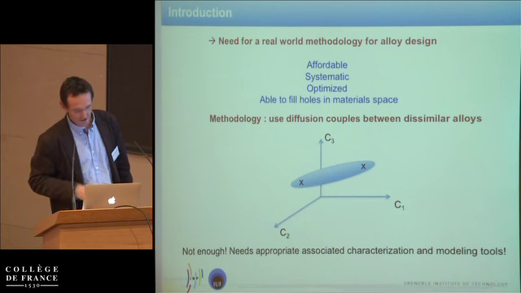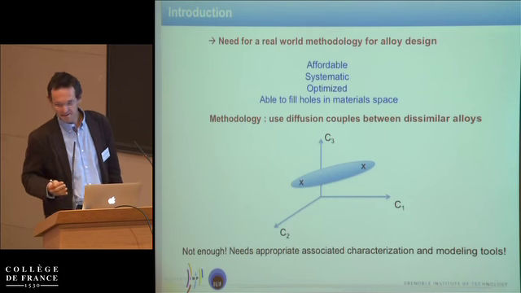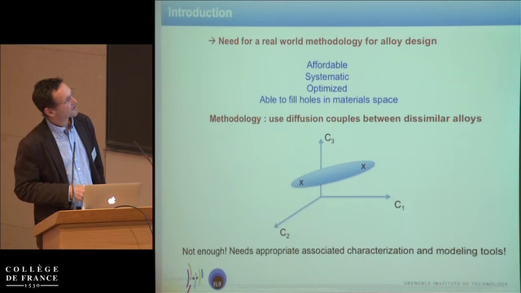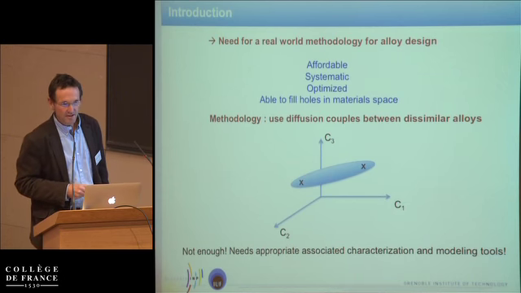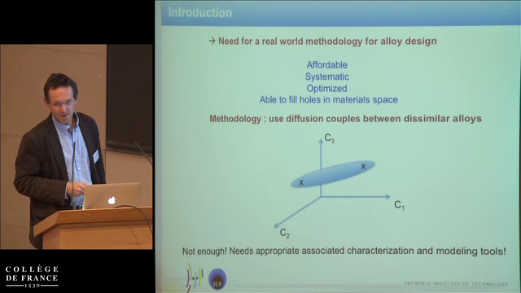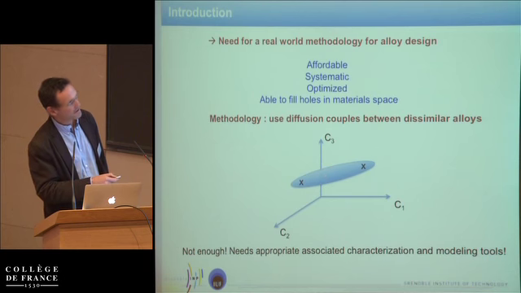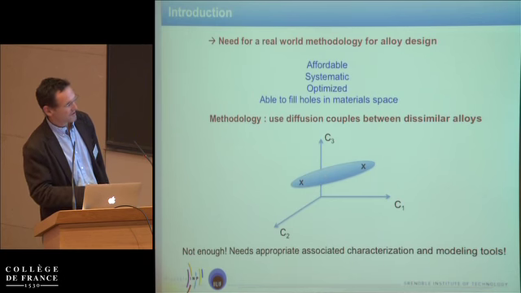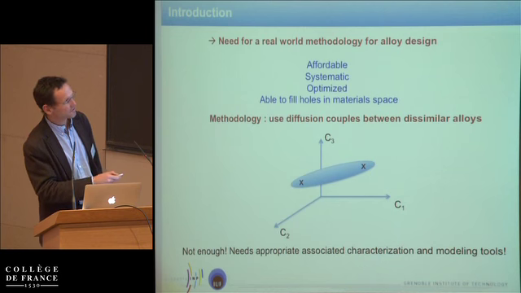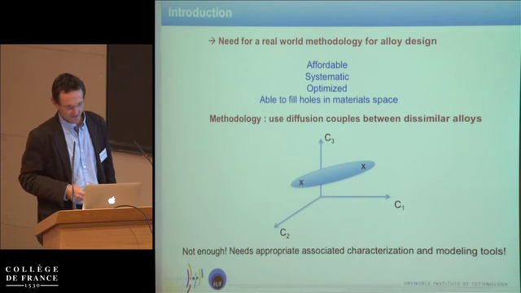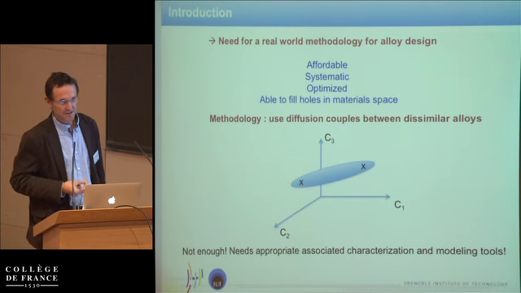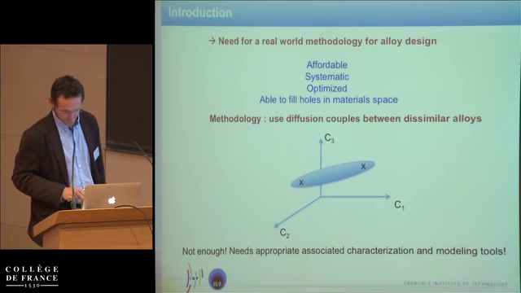So one of the methodologies is to make alloys with a continuous composition change. And this has been done for decades using diffusion couples, but not so much actually with the aim of designing alloys, but more by the thermodynamics community. And it's not enough to make a diffusion couple, but you need to have appropriate characterization and modeling tools if you want to translate this composition profile you've made into a real interesting tool for alloy design and understanding the effect of chemistry on properties and microstructures.